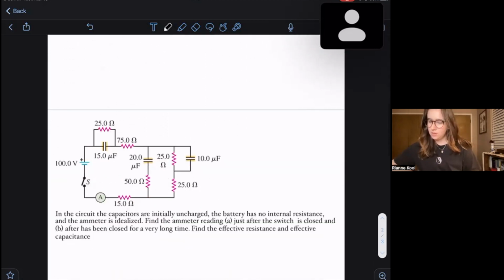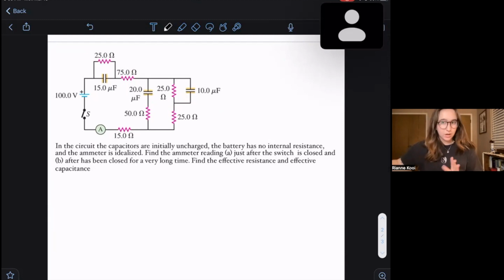So I picked a pretty hefty circuit. Looks scary, but it's not that scary. This problem is going to deal a lot with what language is being used in the problem and what it's asking, so let's keep that in mind as we're solving it. It says in the circuit, capacitors are initially uncharged, the battery has no internal resistance, and the ammeter is idealized. Find the ammeter reading just after the switch is closed and after the switch has been closed for a long time. I also want us to find the effective resistance and effective capacitance of this circuit.